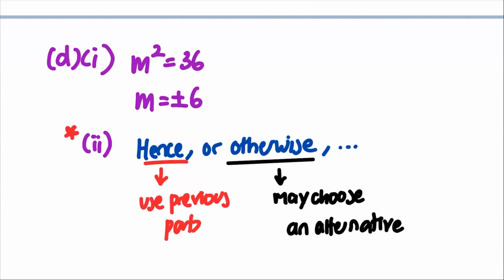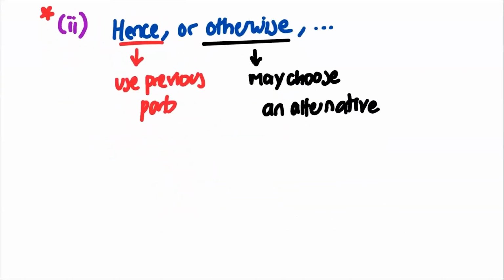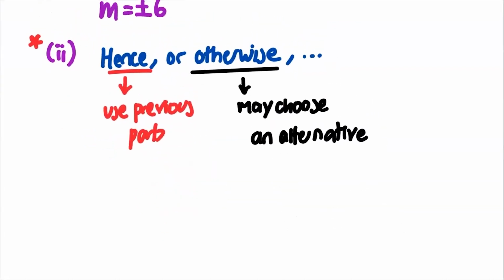So what does this mean? If my question says, hence, solve this, 100% you need to use the previous part. If the question says, hence or otherwise, then it's up to you. Understand? So for the purpose of learning, I'm going to show you both ways of how you solve the question, using the hence method and the otherwise method. Both also can.